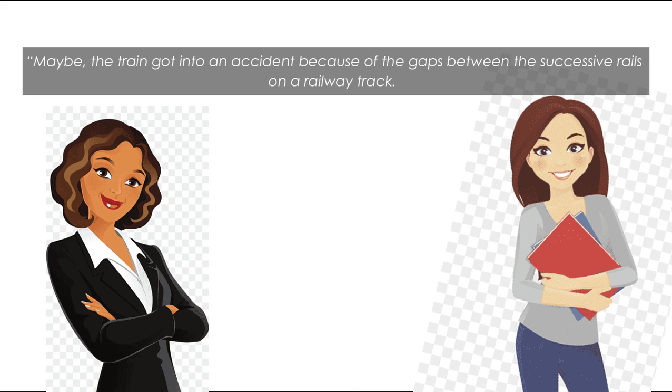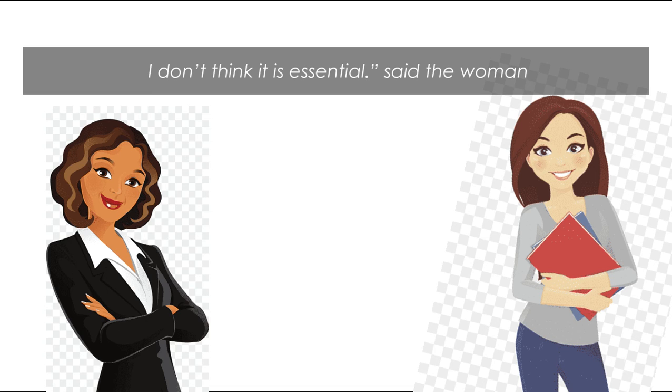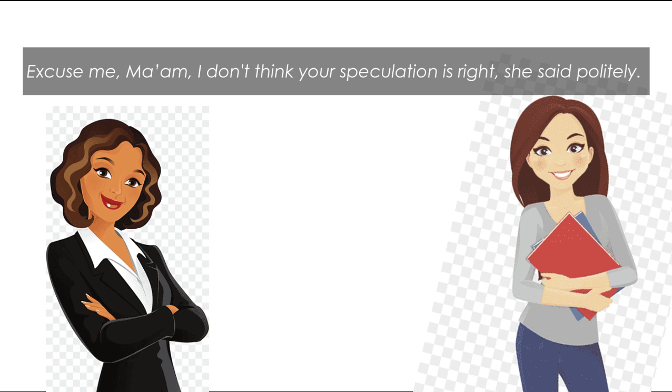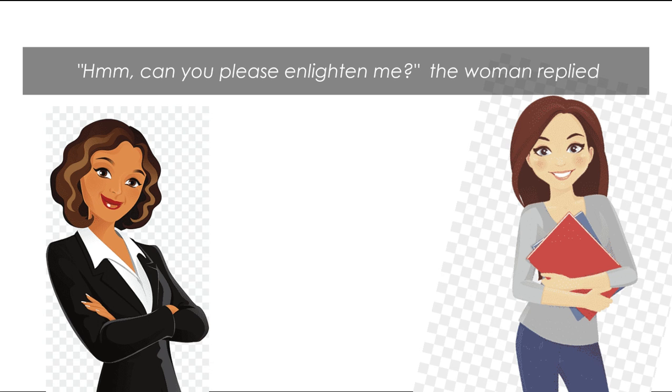Maybe the train got into an accident because of the gaps between the successive rails on a railway track. I don't think it is essential, said the woman. Blessy then realized the lesson that they tackled during their physics class earlier. Thermal linear expansion. Excuse me, ma'am. I don't think your speculation is right. Hmm? Can you please enlighten me?